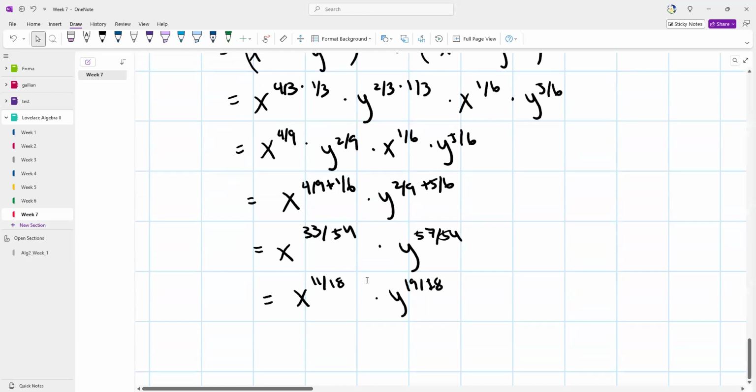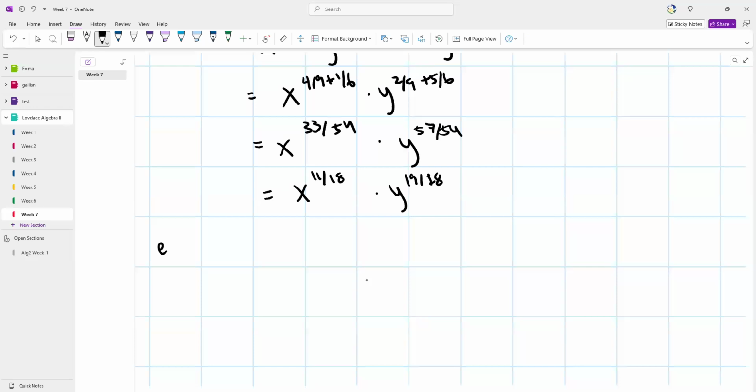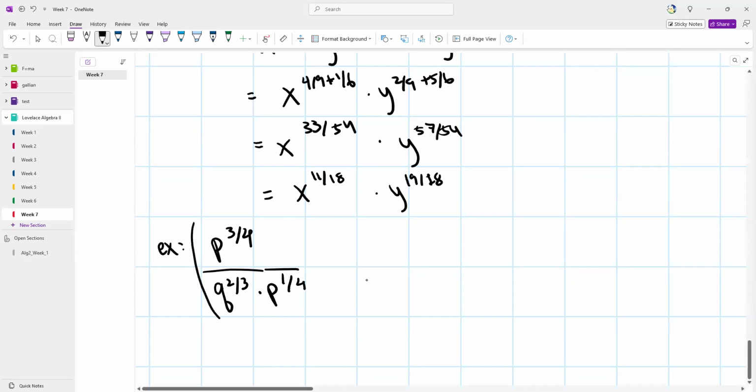Okay, cool. So I guess we can do another exercise just to practice. So let's have e to the power of 3 over 4 over q to the power of 2 over 3 times p to the power of 1 over 4, all to the power of -2. Okay, I'll give you guys some time to do it.